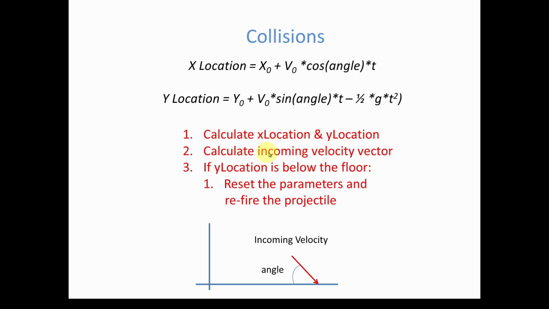The additional stuff, we have to calculate the incoming velocity vector and then determine if we've hit the ground. If we have hit the ground, we just refire the projectile with these new parameters, the new magnitude, direction, and start the time simulation from time zero. And we're all set to go. So that's kind of the general focus of our code that we're going to have to add collisions to these simulations.